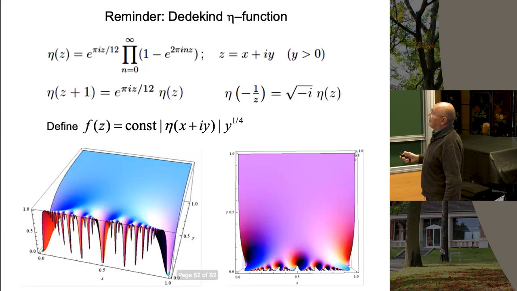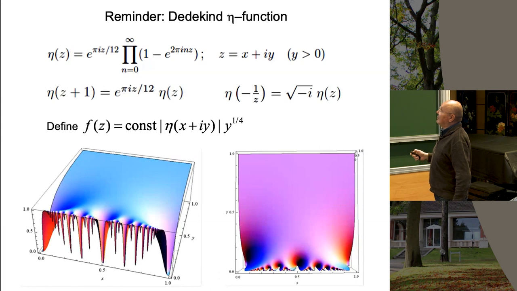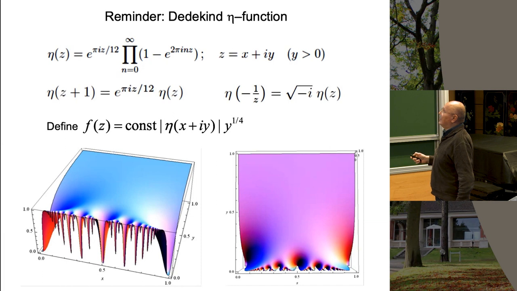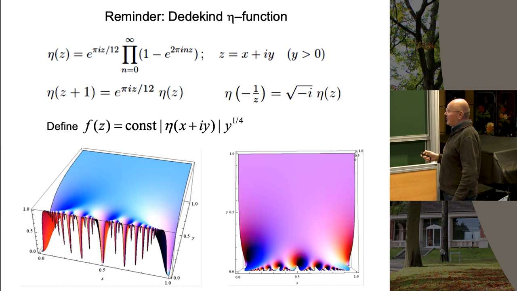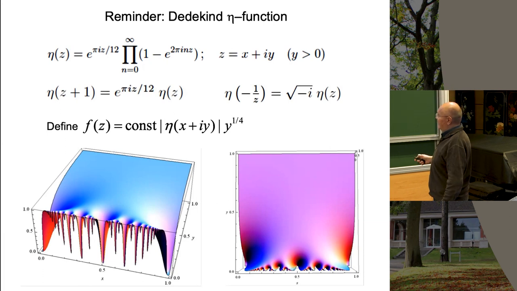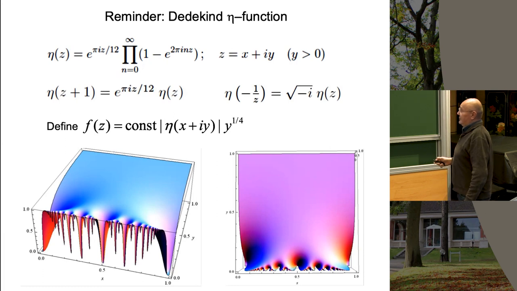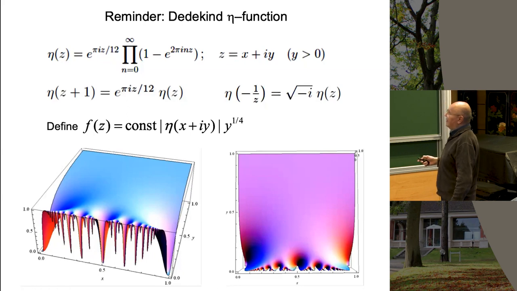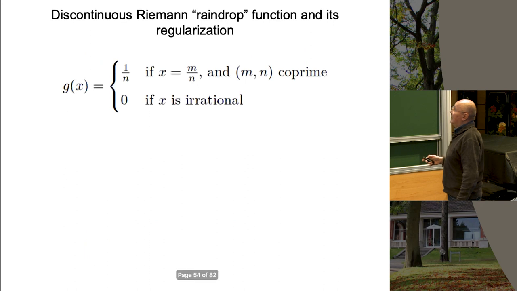A short reminder of how the Dedekind function looks. It is a modular form, so it has this property, and the relief in the complex upper half plane is shown here, and this is the top view. Just because of this tricky structure near the boundary, we have this fractal relief.